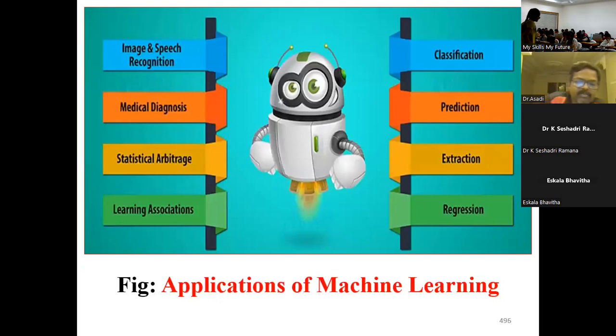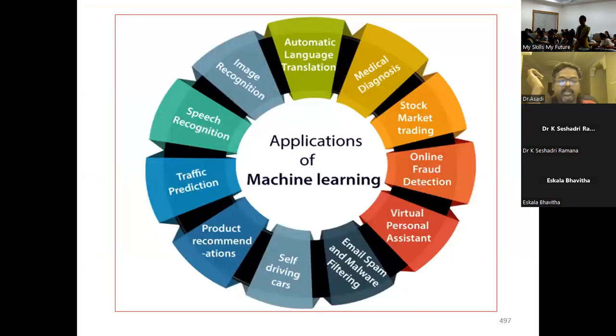These are the applications of machine learning. We are using image and speech recognition applications, medical diagnosis applications, statistical arbitrage, learning associations, classification, prediction, extraction, regression. These are the applications of machine learning. And a few more applications. See here, automatic language translation, like English to Telugu, Telugu to English. Medical diagnosis, stock market trading, online fraud detection, virtual personal assistant, email spam and malware filtering, self-driving cars, predictive recommendations, traffic predictions, speech recognition, image recognition.